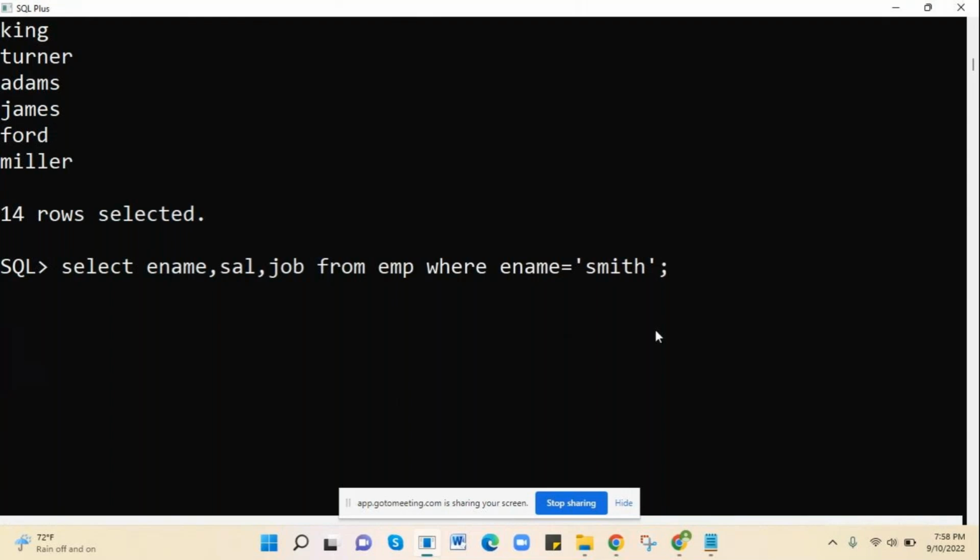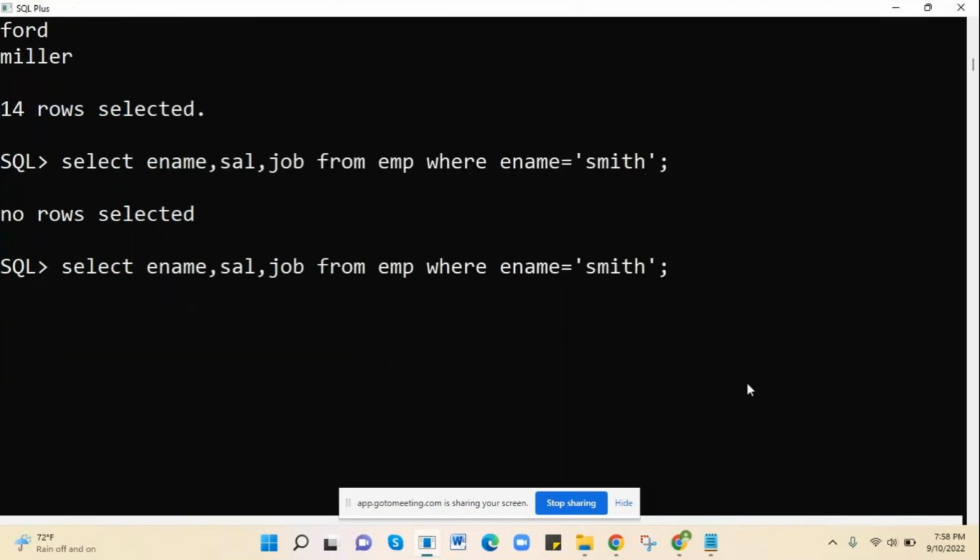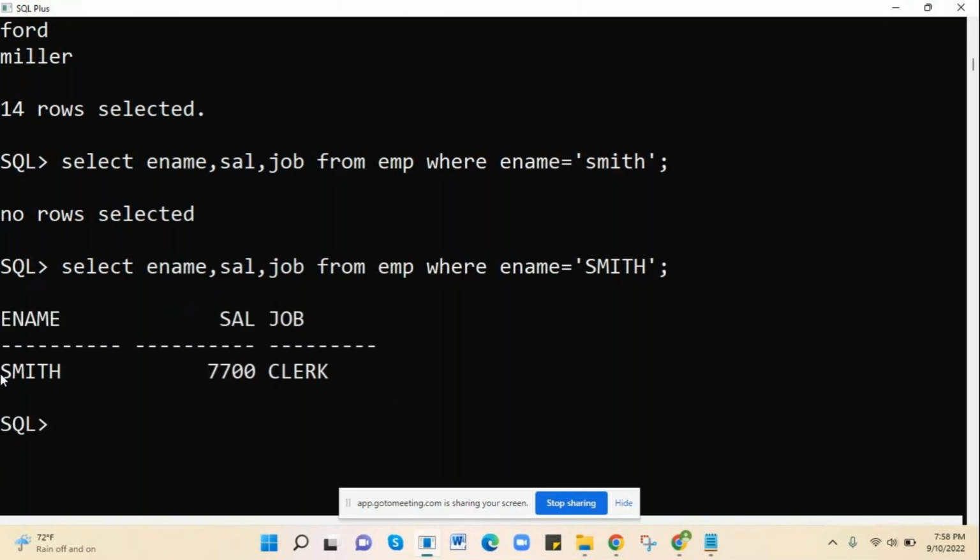Does it give any information to me? I want to retrieve Smith information. Okay, but I don't know the case, whether it is a capital letter, small letter or initial cap. Okay, I will try with small letters. It says no rows selected. Why? Because it is small letters. At that time we use capital letters. Kada? Now you see, because I entered employee names in capital letters, it will take capital letters only.